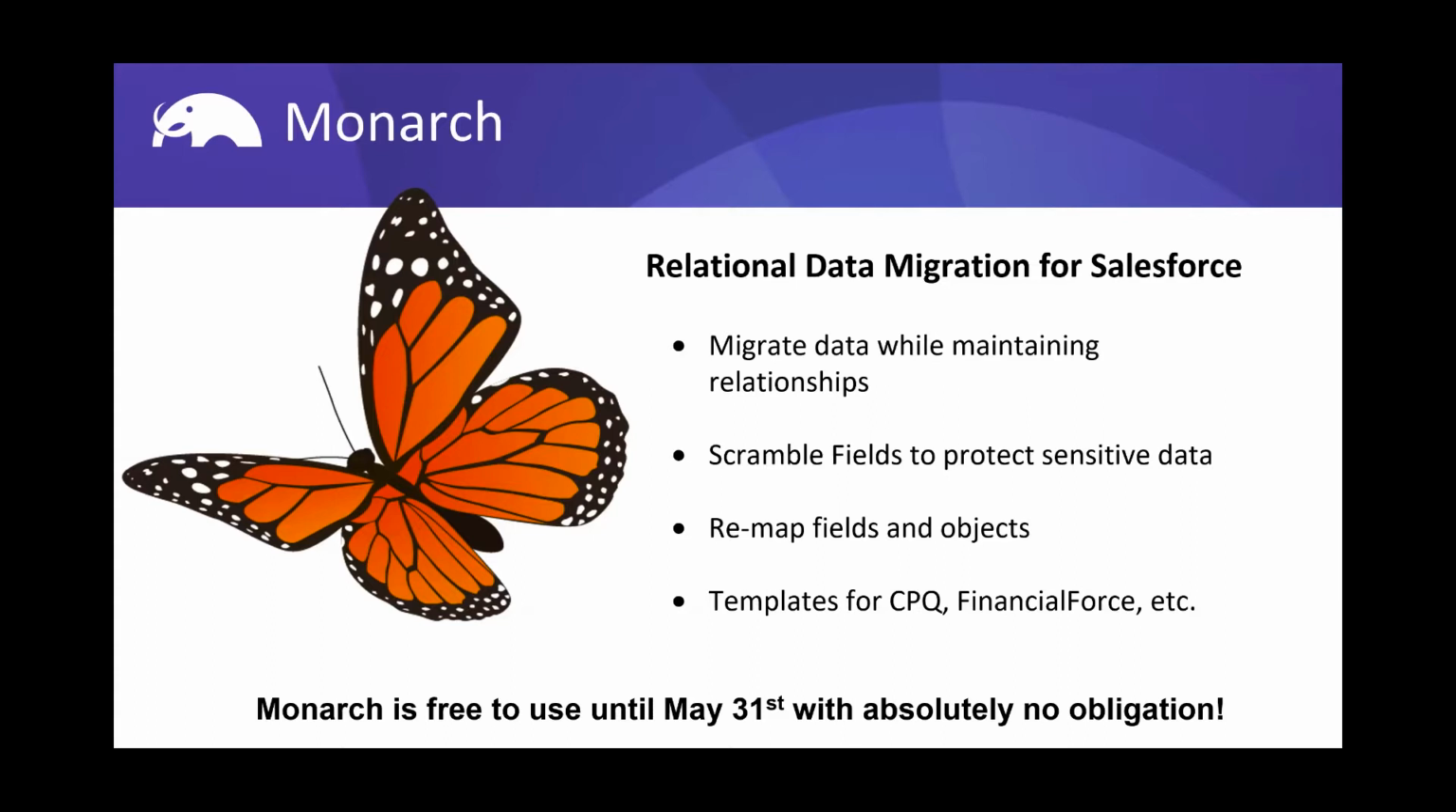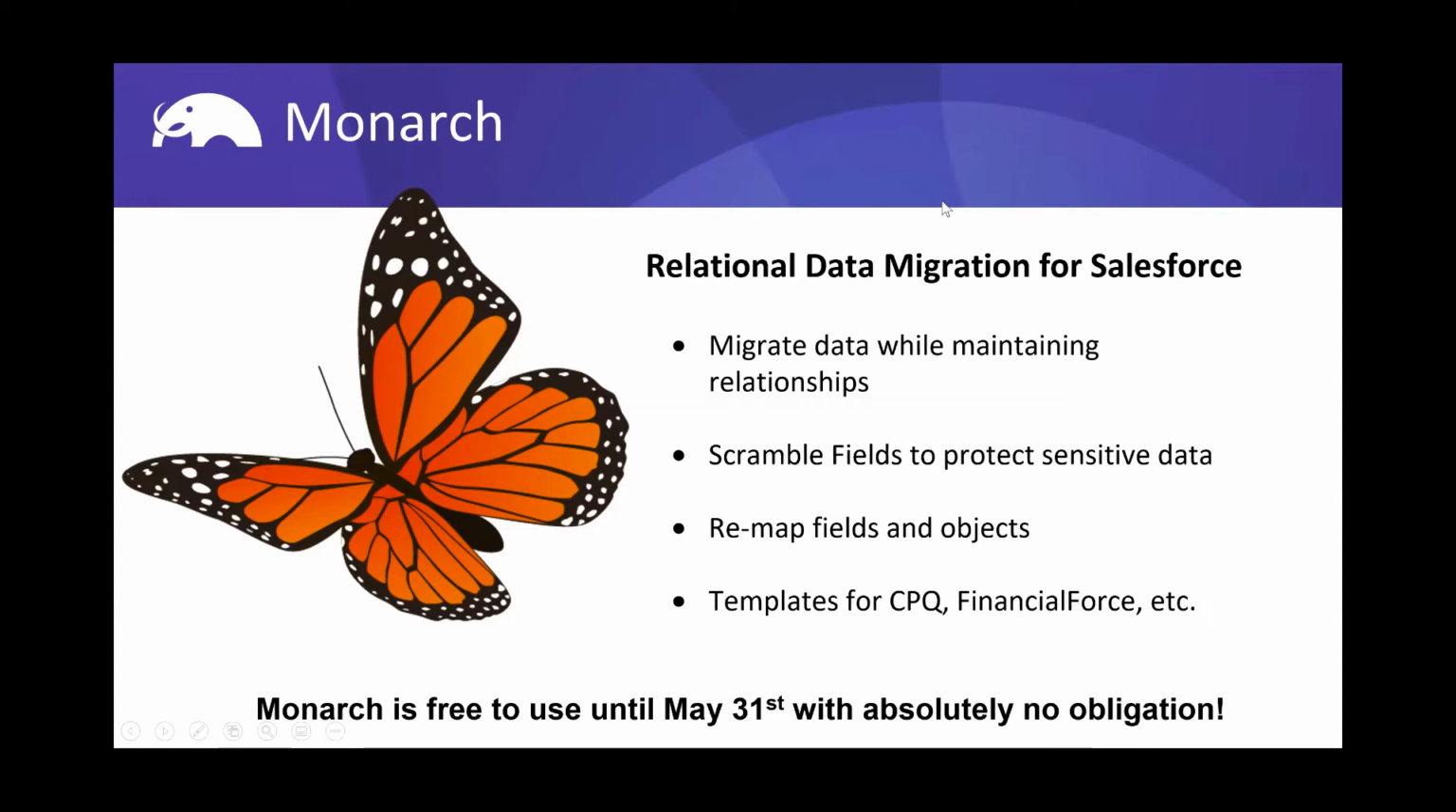We also scramble fields. So if you've got data that you're maybe giving to developers from your production to build on, but there's sensitive data there, you could scramble any of those fields that you needed to protect that data. We also do field remapping. So if you need to map fields or objects to other fields or objects on the fly in a data move, we can do that.